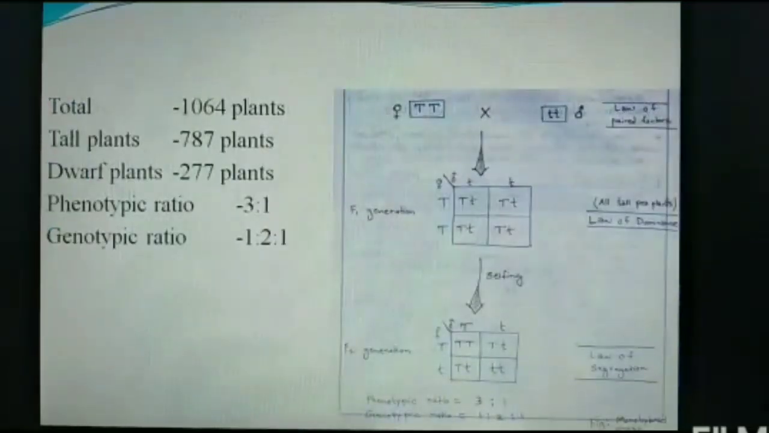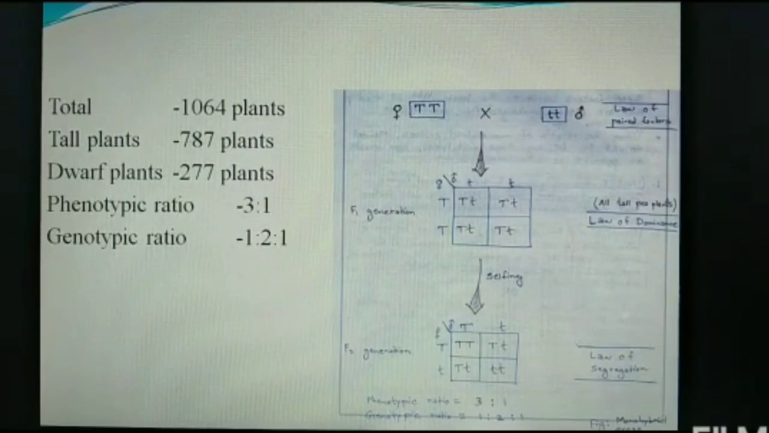From this, Mendel totally used 1064 plants. Out of 1064 plants, he got 787 plants tall and 277 plants dwarf. His phenotypic ratio means the morphological expression of a particular character. His phenotypic ratio is 3:1, that means 3 were tall, 1 dwarf. Genotypic ratio, that is his genetic makeup, genetic expression, is 1:2:1. That means, as we said already, capital T is 1, capital T small t is 2, small t is 1.